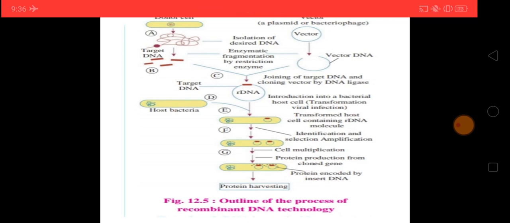And the last point is the expression of the gene to obtain the desired product. So this step involves the production of the desired product like alcohol, enzyme, antibiotic, etc. So in this way, the desired gene isolated from one organism is transferred into another, and it changes the heredity or genes for the production of a product.